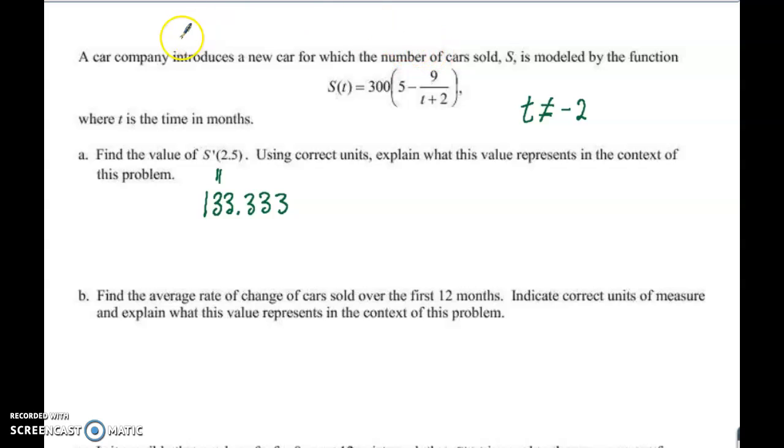So S is representing the number of cars. And because we did the derivative, it should be cars per month.